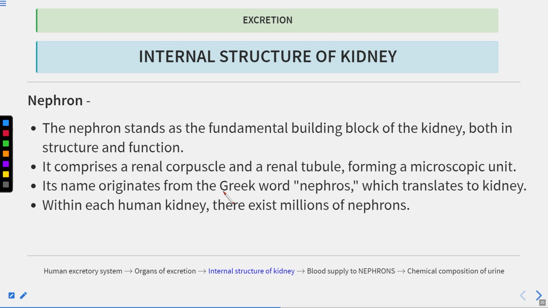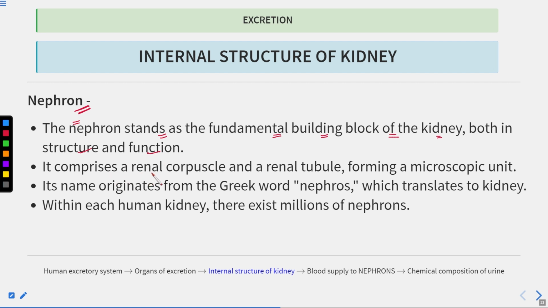Now let's talk about the structure of the kidney. But before understanding the structure of the kidney, let's study the nephron. First, let's discuss what a nephron is. Nephrons stand as the fundamental building block of the kidney. What is the structural and functional unit of the kidney? You can say they are nephrons. So nephrons are the building blocks of the kidney, both in structure and function.